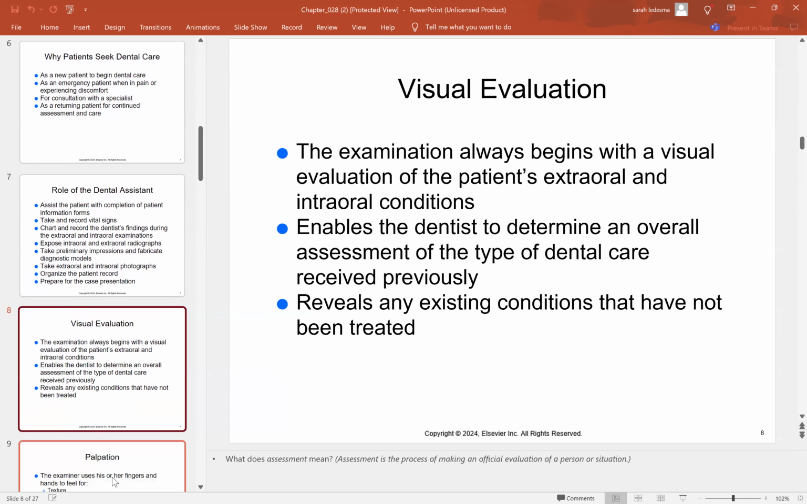Visual evaluation. The examination always begins with a visual evaluation of the patient's extraoral and intraoral conditions. This enables the dentist to determine an overall assessment of the type of dental care received previously and reveals any existing conditions that have not yet been treated.